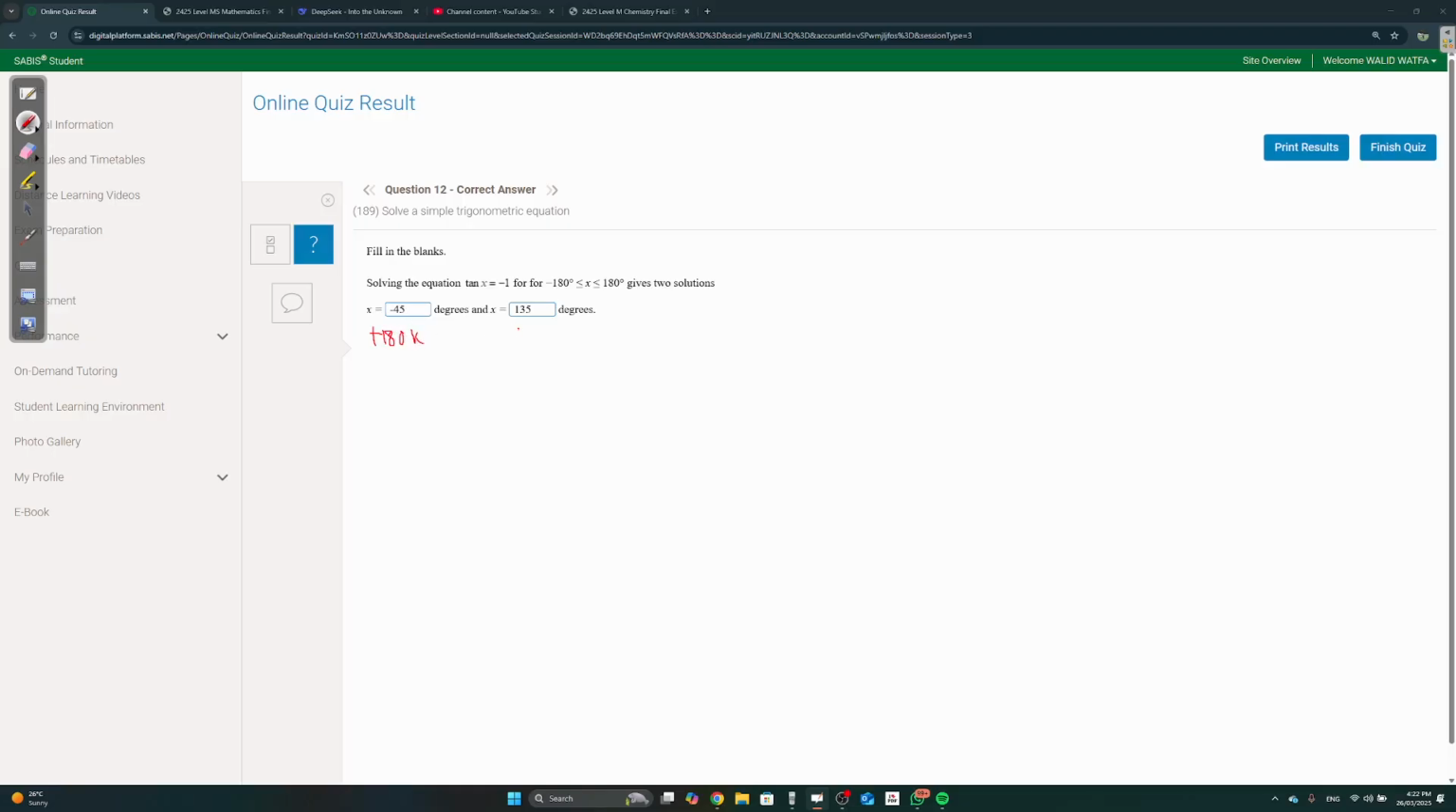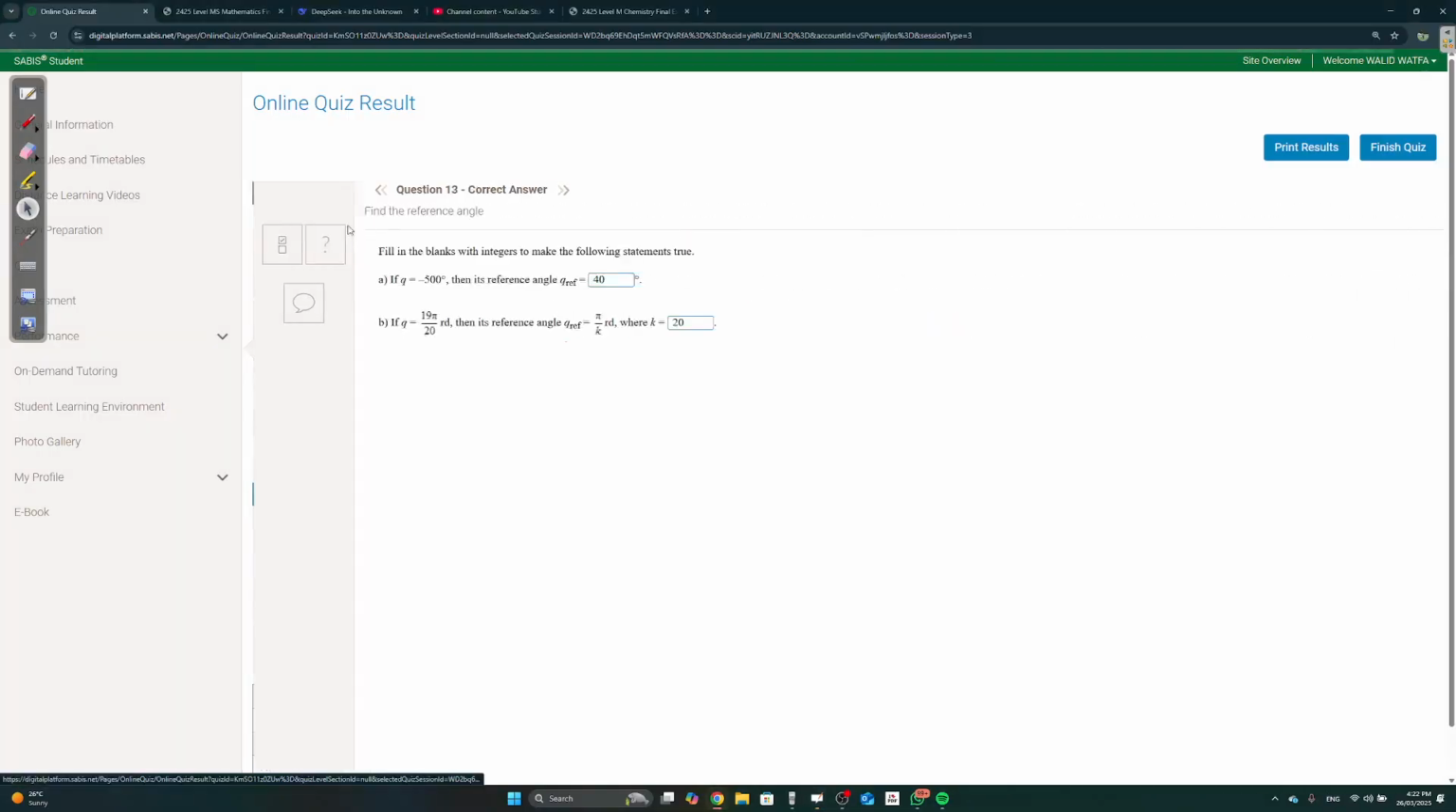If you do plus 180k, if you set k equal to negative 1, you're going to go back to here. And if you set k to be 1, you're going to go outside the domain. If here you set k to be negative 1, you're going to go outside of the domain. And if you set k to be 1, you're going to go to 135. It takes you back and forth.